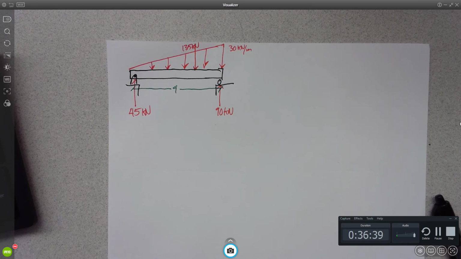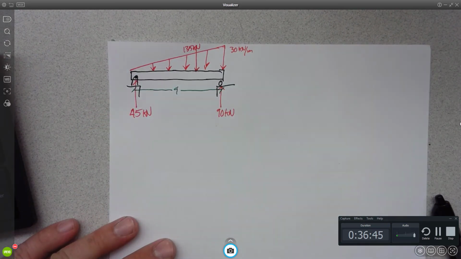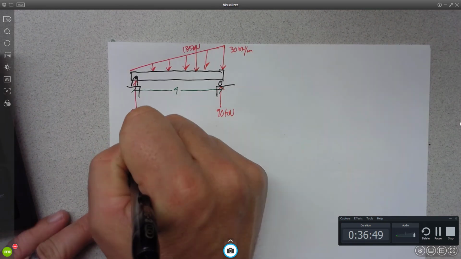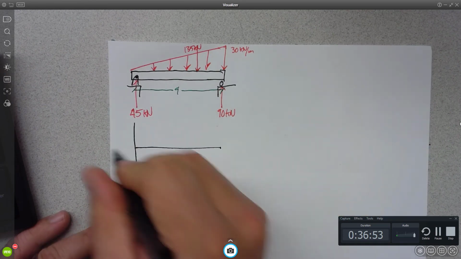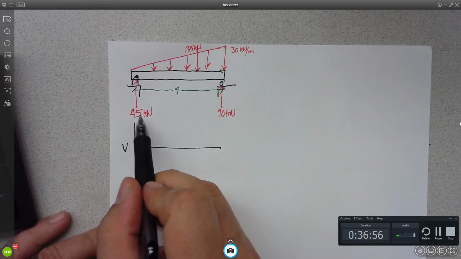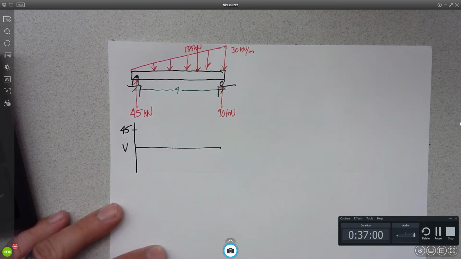Finding the reactions, if you're worried about it, go ahead and do the math to figure them out on your own, but those are the reactions. Okay, it's not what we're worried about right now. So it's time to do my shear diagram for this bad boy. Okay, I know I jump up 45. Bada bing, here I am at 45. Then what happens?